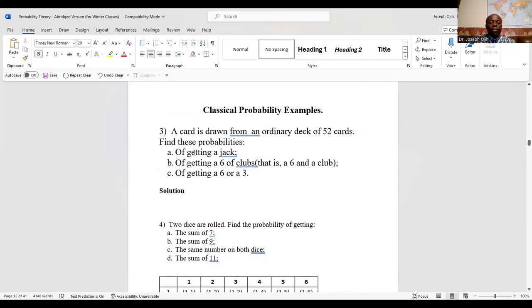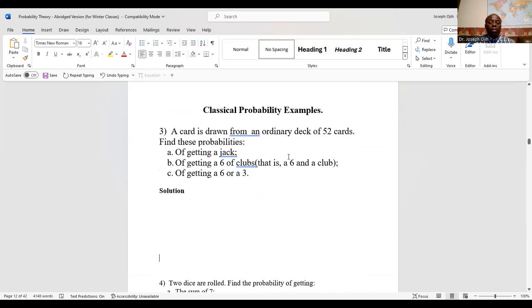Now let's start from the first one. A card is drawn from an ordinary deck of 52 cards. Find these probabilities. A, of getting a jack. B, of getting a 6 of clubs. C, of getting a 6 or a 3. Let's try the first one, getting a jack. So we're looking for the probability of getting a jack.